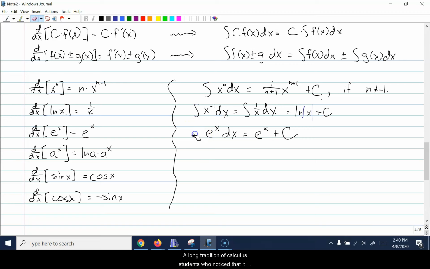Join the long tradition of calculus students who noticed that it looks like I just wrote the word sex down.